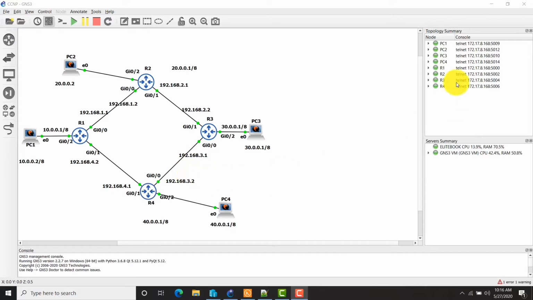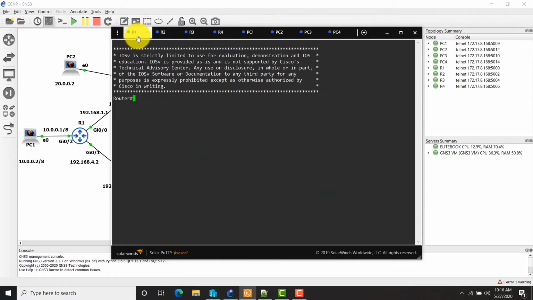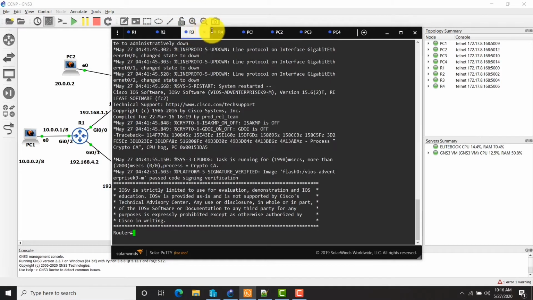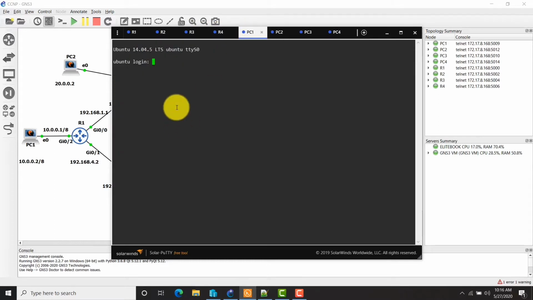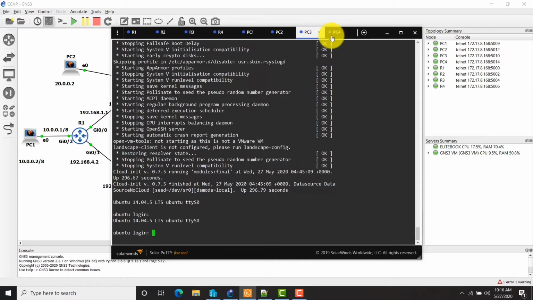Here you can see I'm running all these things in a GNS3 environment. Four routers and four PCs are placed. The four routers are IOS virtual, and the PCs are running Ubuntu.